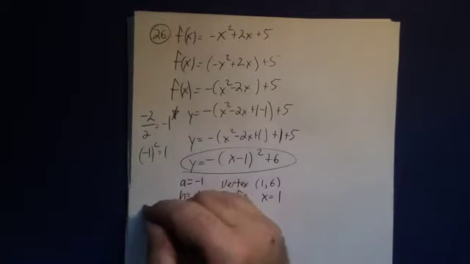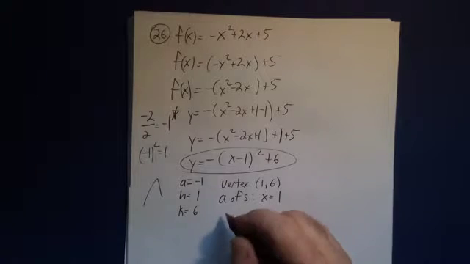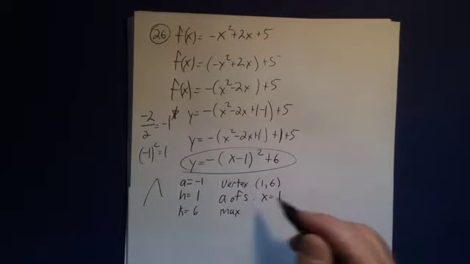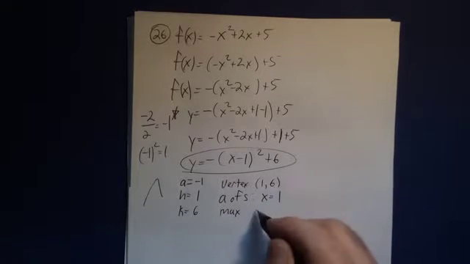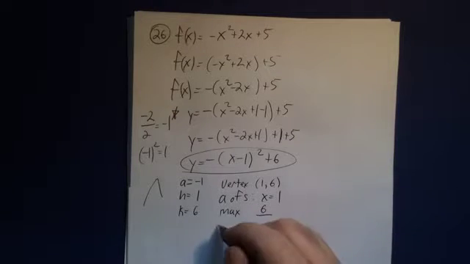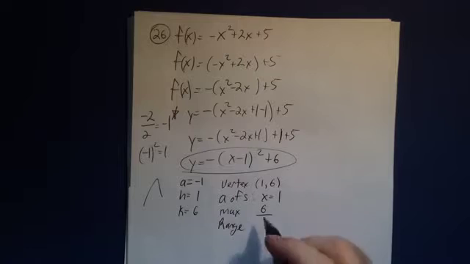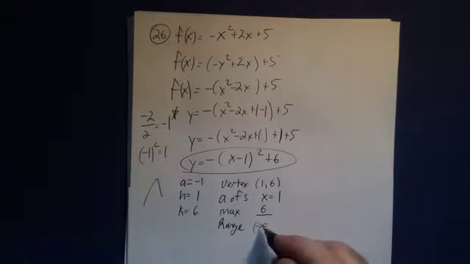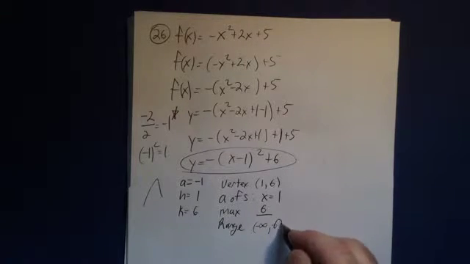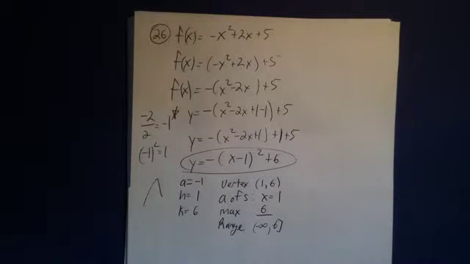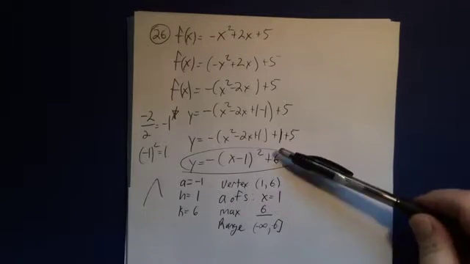Because we know that A is equal to negative 1, this is going to be a maximum. So it's going to be a max, and it's going to be a max of the y value of the vertex at 6 for the range. Since this is going to be a max, it's going to go from negative infinity to 6. And the rules for graphing this should be the same.